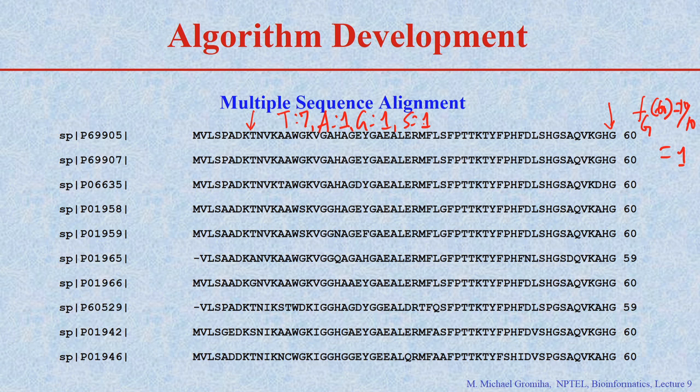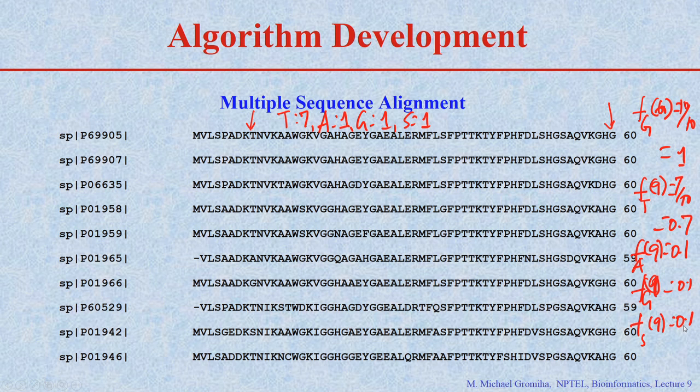So, now convert this into frequencies, right. The frequency of threonine at position 9 is equal to 7 by 10, which is 0.7. The frequency of alanine at position number 9 is equal to 0.1, right, and the frequency of glycine at position number 9 is equal to 0.1, as well as the frequency of serine at position number 9 is equal to 0.1, right, to get the numbers.